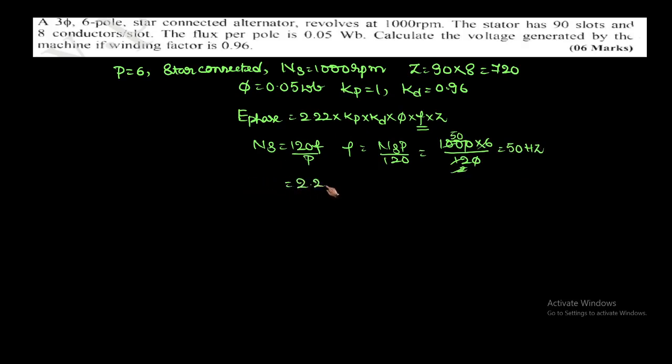Now everything is there in the equation. Let us calculate the answer. 2.22 into Kp value 1, Kd value 0.96, flux 0.05, number of conductors 720, and frequency 50 Hz. The answer you are going to get is 3836.16 volts. The only twist is that you have to calculate the frequency: whenever he gives the speed, you have to calculate the frequency.